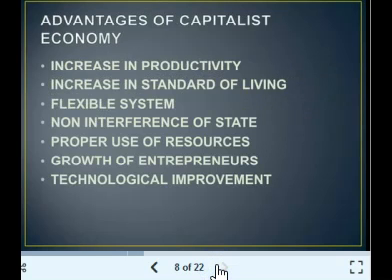And some of the advantages, or I should say supposed advantages, of the capitalist economy, as you can see here, is that it increases productivity, increases standard of living, and is a flexible system, meaning that it can operate within a big gray area so that it can deal with the changes in the market. There's very little interference by the states. There is a good use of resources, sometimes too good use of resources. It allows the growth of entrepreneurship, and technological advancement is also a positive.